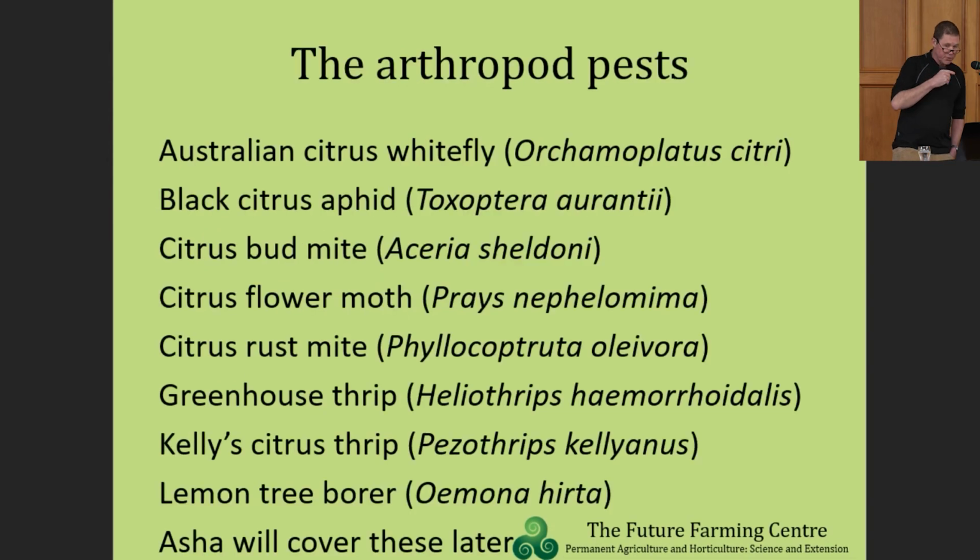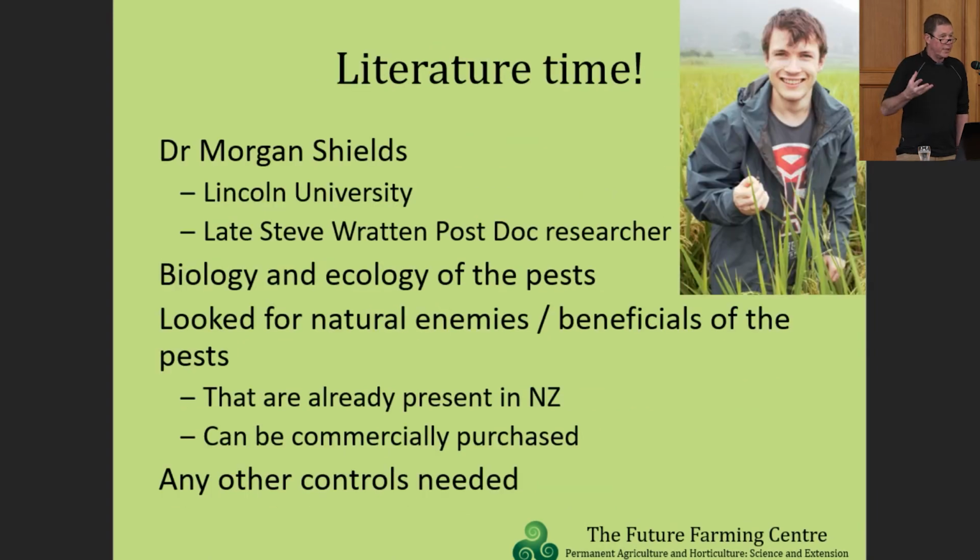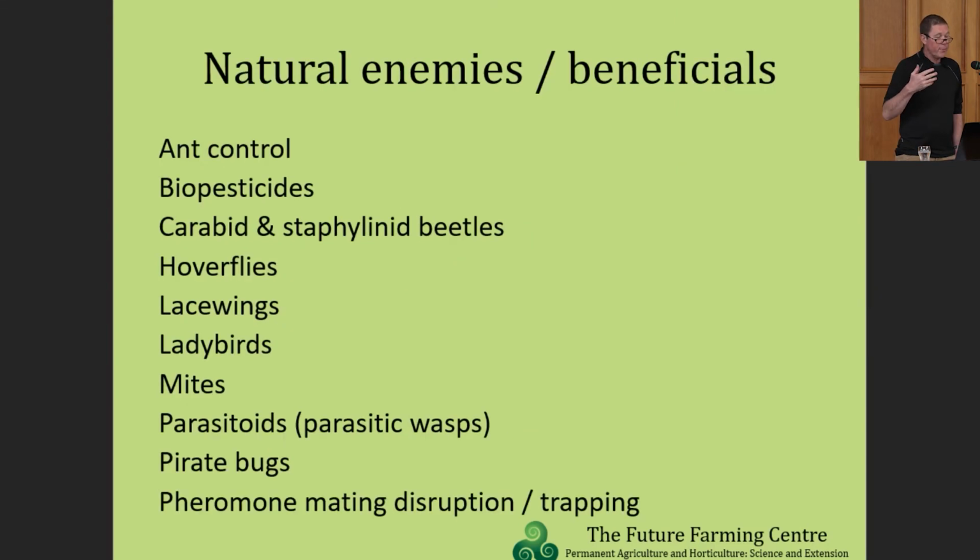So Morgan and I, as I said a bit earlier in answer to your question, dive into the literature. We see what the literature says for each of these pests in terms of their biology and ecology, and what natural enemies already exist in New Zealand, so not something overseas that we can't use. So stuff here in New Zealand, either just in the environment or that we can buy at the biocontrol shop. We also looked to see if there were any other issues that needed sorting out. And so we came up with this list of natural enemies and the other things.